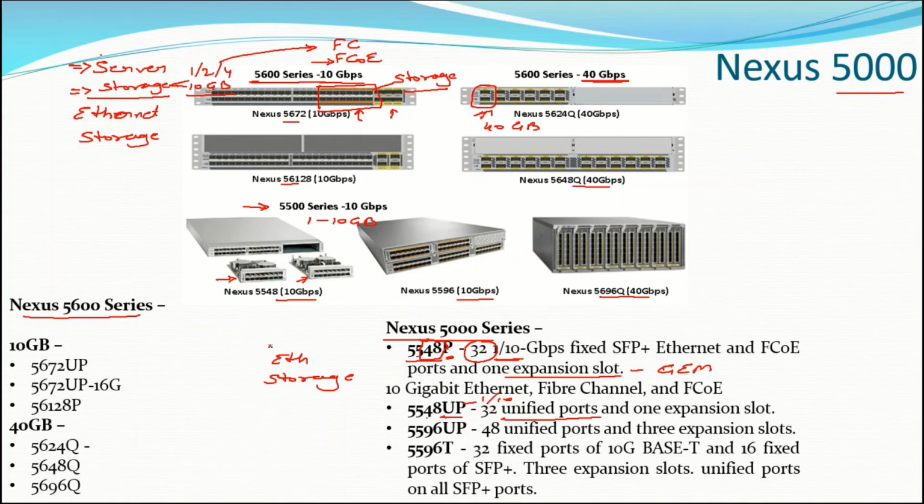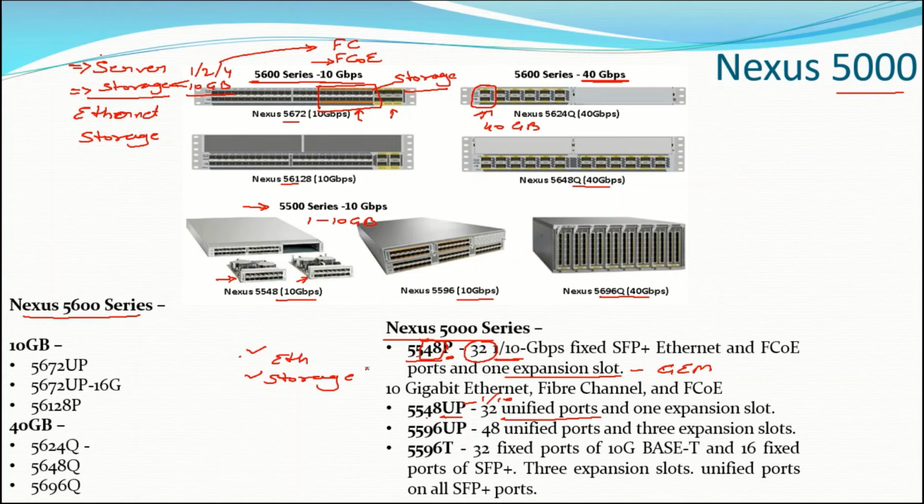But the limit is that we have to specify first what type of interface we are going to use for Ethernet and what type of interface we are going to utilize for storage, unified port. So it's a simple type of interface, 32 interfaces, but as soon as you specify that this is a storage interface or an Ethernet interface, then the interface roles get changed immediately.